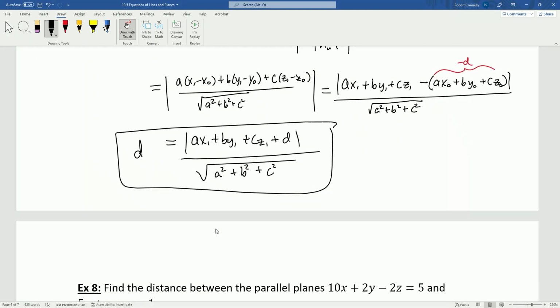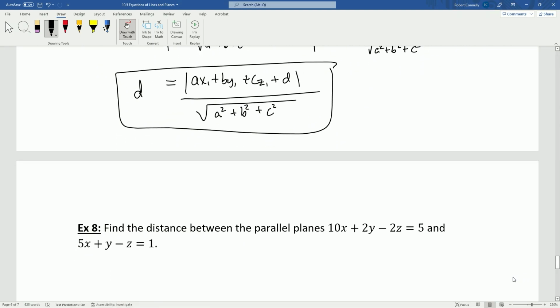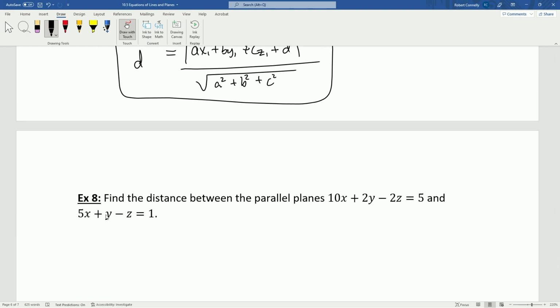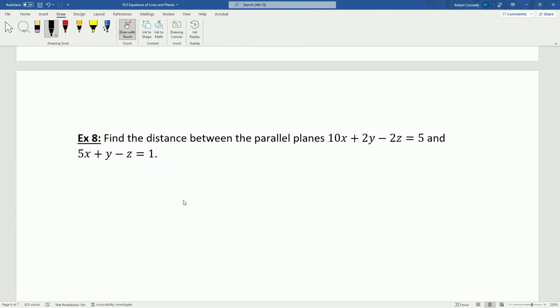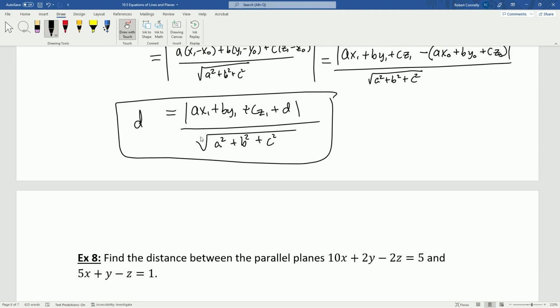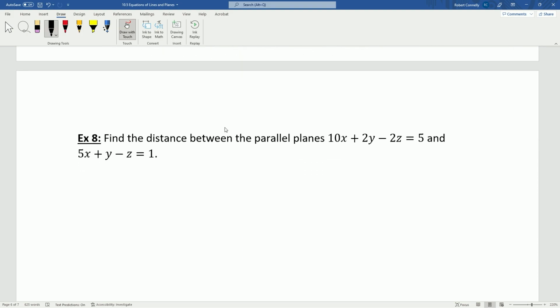Alrighty, so let's move on to this, which is going to be our last example, I believe. Find the distance between the parallel planes 10x plus 2y minus 2z equals 5 and 5x plus y minus z equals 1. Now, this seems actually a lot trickier than it is. We sort of did most of the work already in the previous problem.